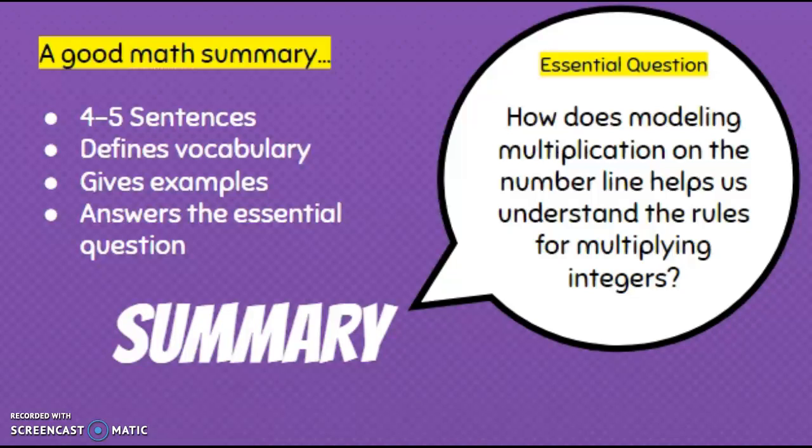Try and explain the examples and how it works, how it relates to the number line. Remember, your summary should be 4 to 5 sentences. They should define the vocabulary. There were at least 2 vocabulary words in that problem. You should give examples and make sure you answer the question thoroughly.